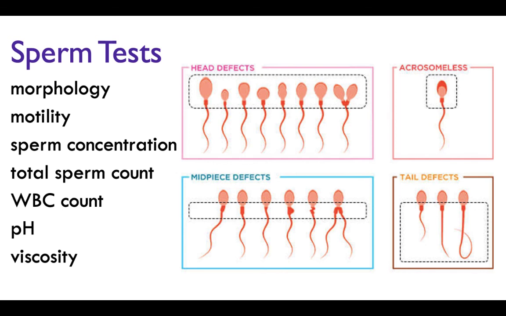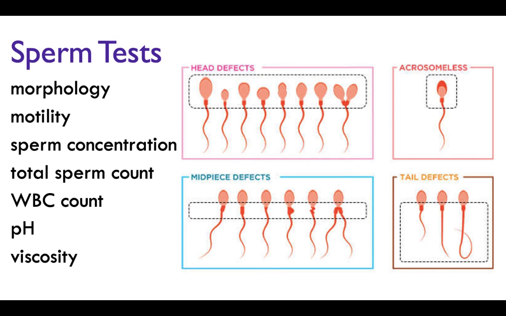So the things we're looking at when we look at a sperm sample is, what does it look like? Are there any of these defects in the shape or the size? How is it swimming? Is it swimming in the right direction? Is it swimming in circles? Believe it or not, they can actually do that.